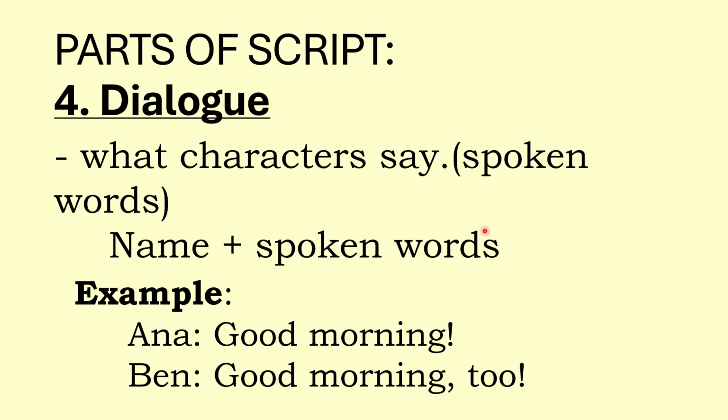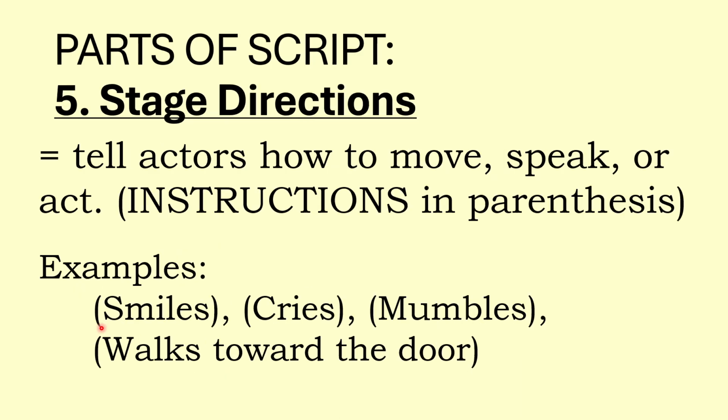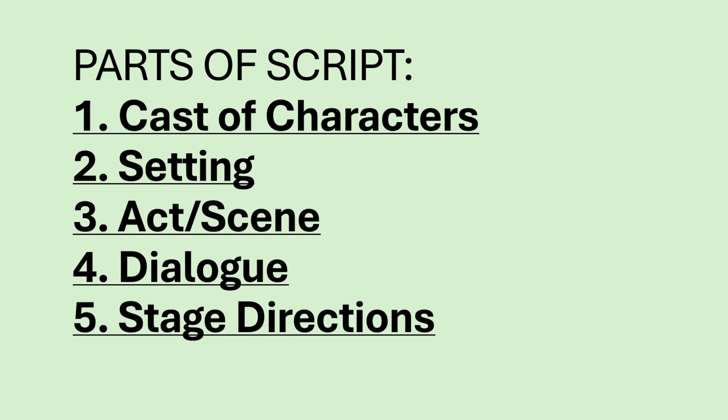Next is the dialogue. These are what the characters say, or spoken words. You will always have the pattern where you see the name and the spoken words. Example, Anna is the name, and then the dialogue is like good morning. Ben is the name, and the words that he spoke were good morning too. Stage directions are those instructions which are in parentheses. Example, smiles, cries, mumbles, walks towards the door.